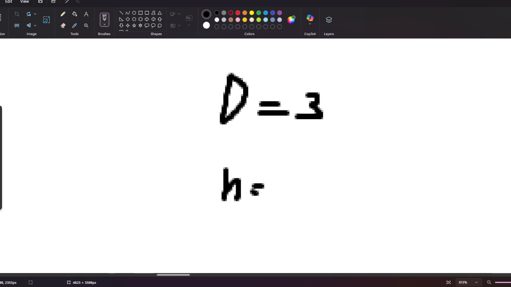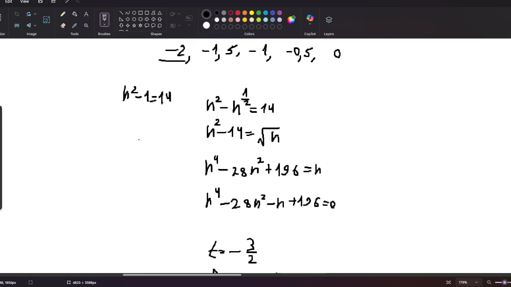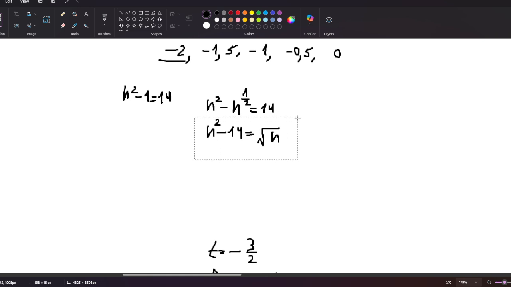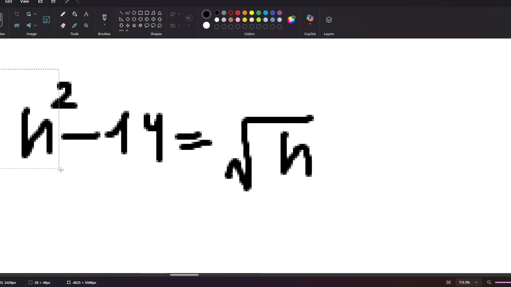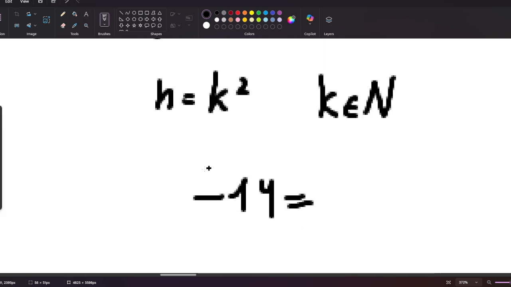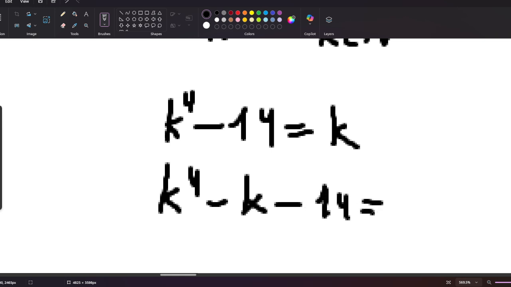So we know that n is some number k squared. K is a natural number. Now let's head back here. We don't have to deal with these huge polynomials. We can plug k here. You can say that this is going to be k to the 4th power here. Just k here. K to the 4th power minus k, minus 14 equals 0.